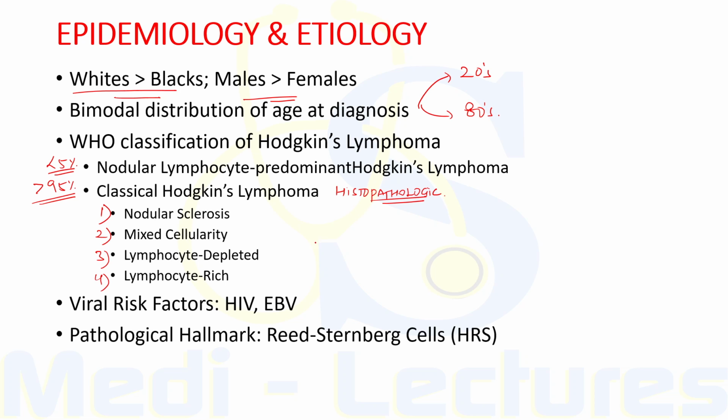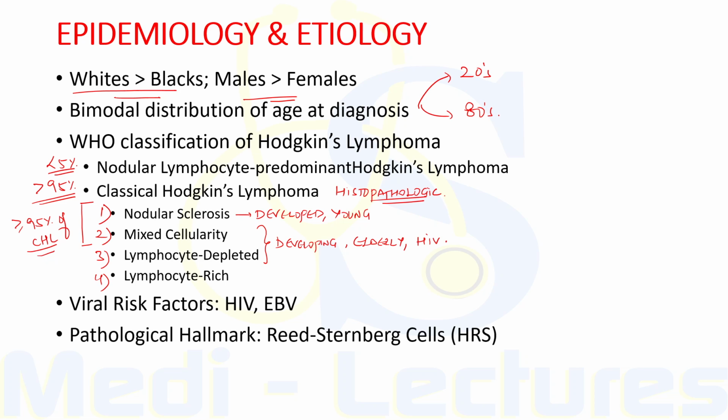So nodular sclerosis type is commonly seen in developed countries and young individuals. On the other hand, mixed cellularity and lymphocyte depleted types are commonly seen in developing countries, elderly age group, and HIV infected individuals. Now, among these, the most common subtypes are nodular sclerosis and mixed cellularity type, which are together responsible for more than 95% of all classical Hodgkin lymphoma cases.